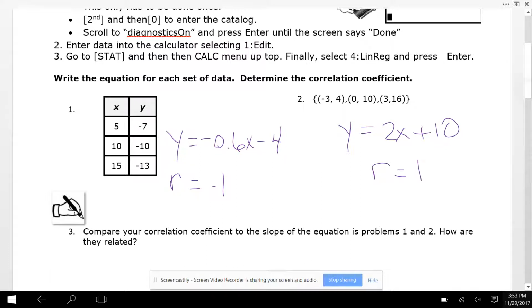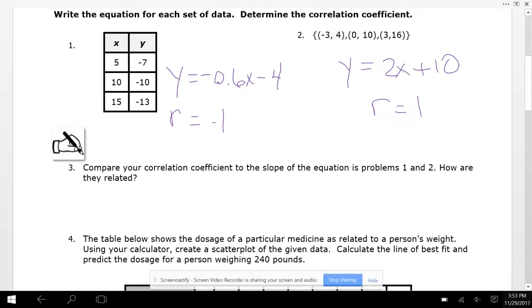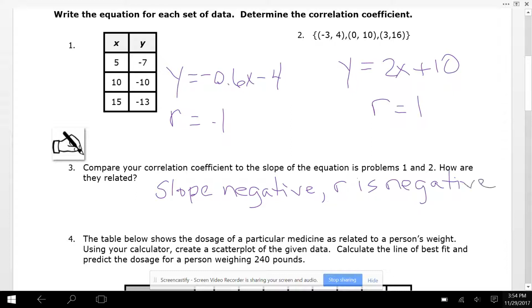So here's what I want you to notice. When your R value is negative, it's because your slope is negative. So slope negative, R value is negative. When your slope is positive, your R value is positive.